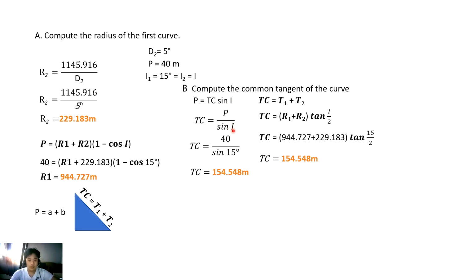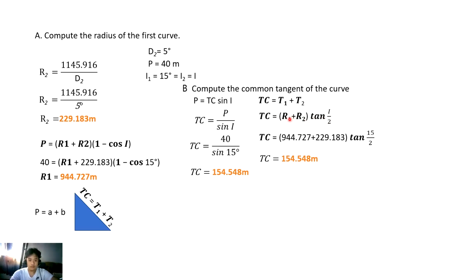So, substitute lang natin yan. So, ang P natin ay 40 over sine I, which is yung 15 degree. And we'll get TC 154.548. So, ngayon, paano natin malalaman kung tama yan? Gagamitin natin yung una nating formula na ginagamit, which is yung T1 plus T2. So, aside dyan, pwede rin natin siya makuha bilang R1 plus R2 times tangent I over 2. Since ang pagkuha ng T1 is R1 times tangent I over 2. So, pinagsama na lang natin.